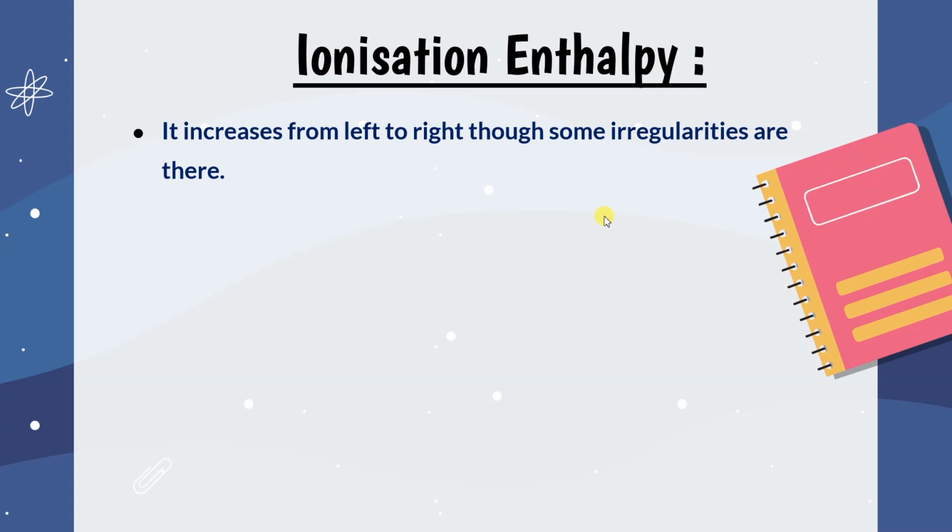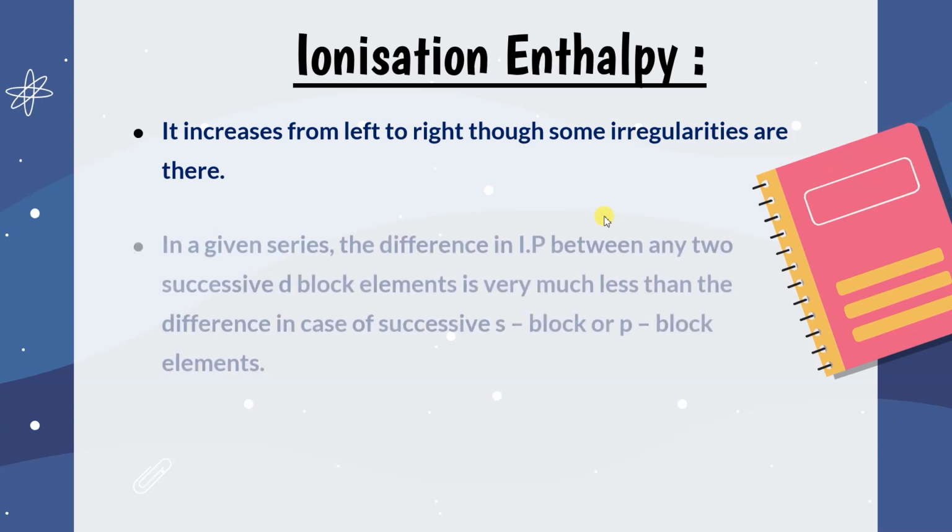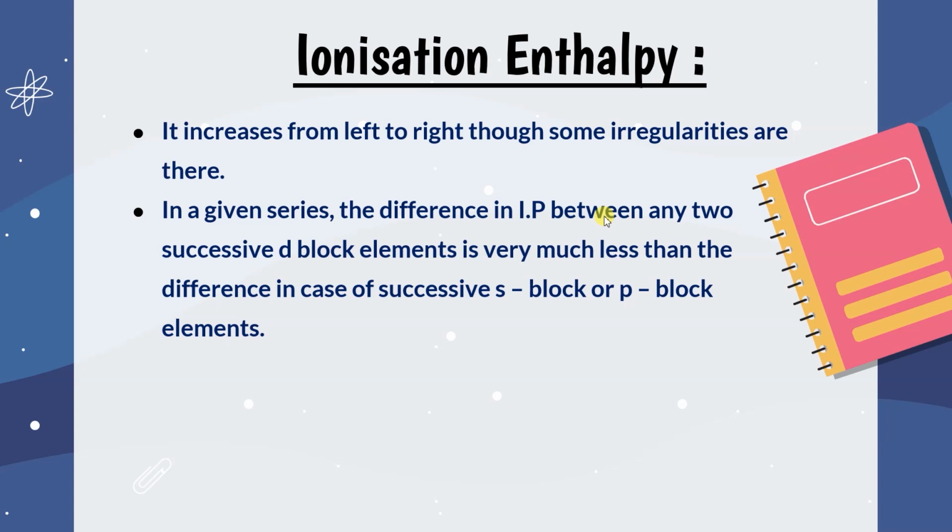Okay. So in general, the trend is that it increases from left to right, though some irregularities will be there. And if we see the graph in the given series, the difference in ionization potential between any two successive d block elements is very much less than the difference in case of successive s block and p block elements. The difference in ionization energy between s block and p block elements is much more than the difference between d block transition elements.